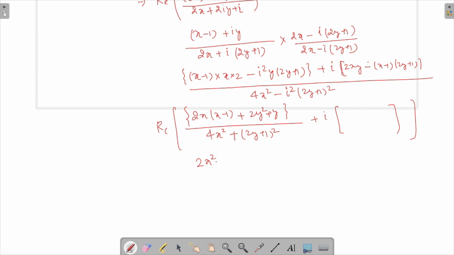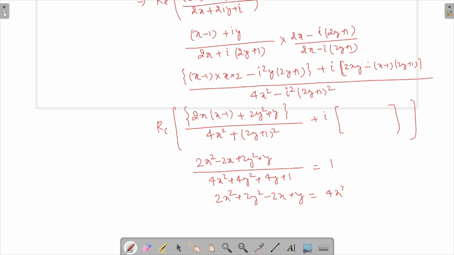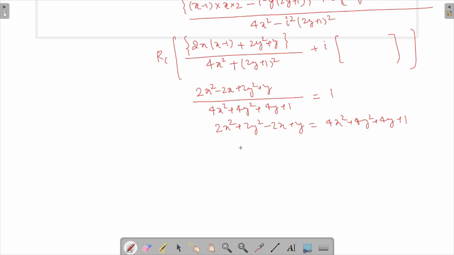2x² − 2x + 2y² + y upon 4x² + 4y² + 4y + 1 is actually equal to 1. So I expanded this. Now cross multiply. So this will become 2x² + 2y² − 2x + y equals 4x² + 4y² + 4y + 1.